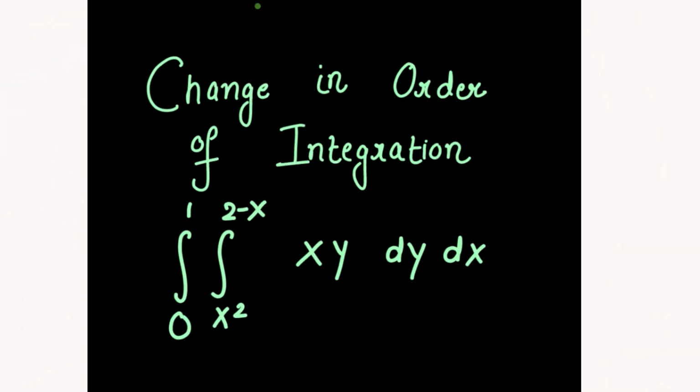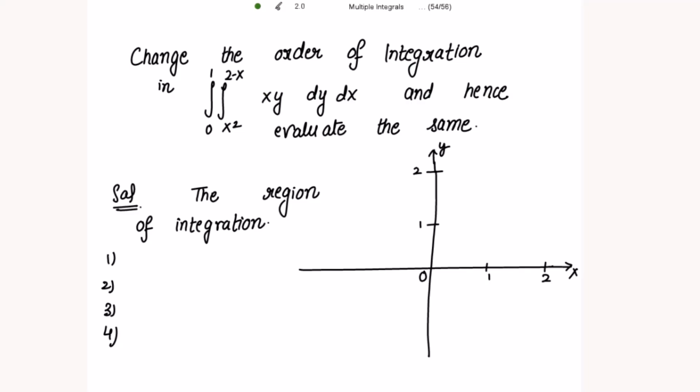Change the order of integration in the double integral from 0 to 1, x squared to 2 minus x, xy dy dx. So the region of this integration is bounded by the lines. Now here if you look, you are having the limits for y as x squared and 2 minus x.